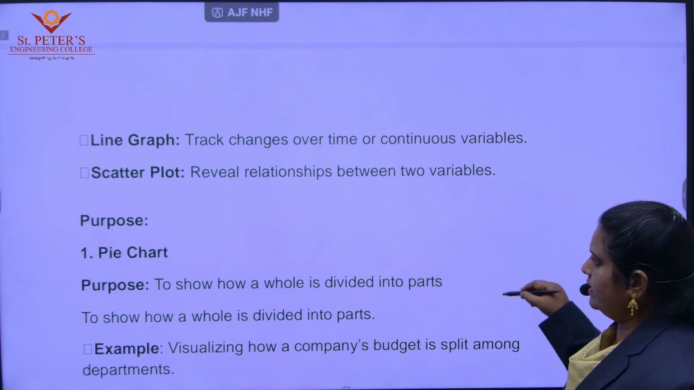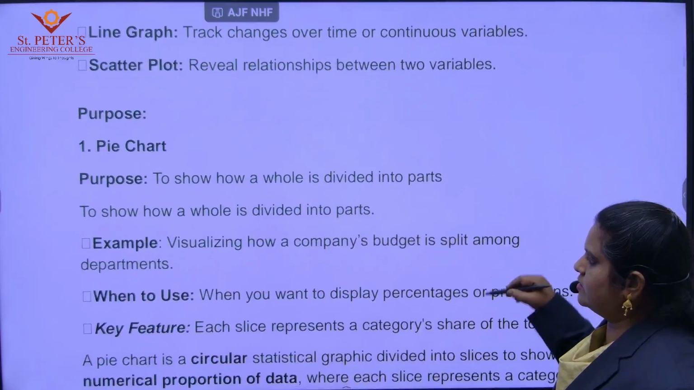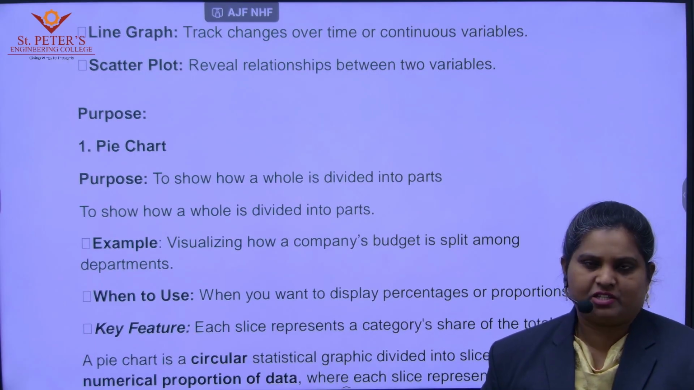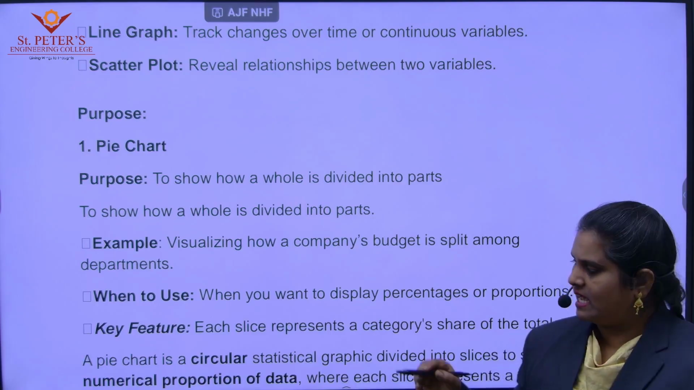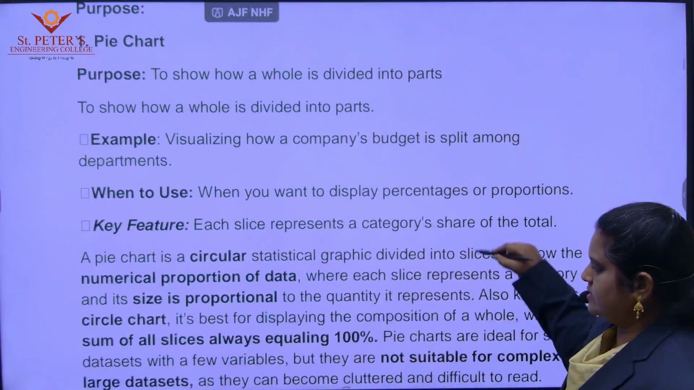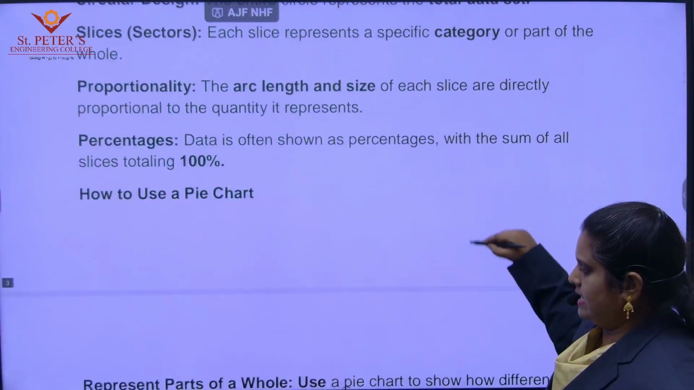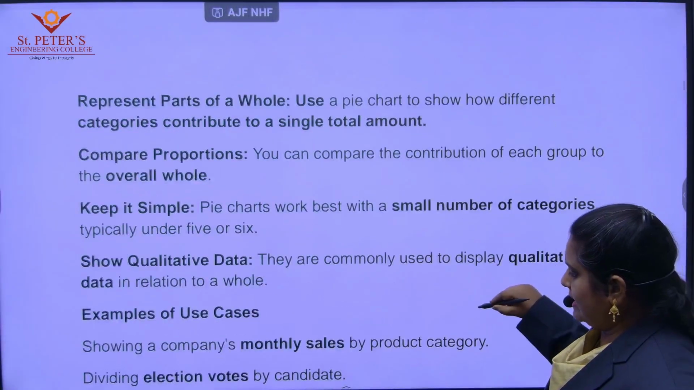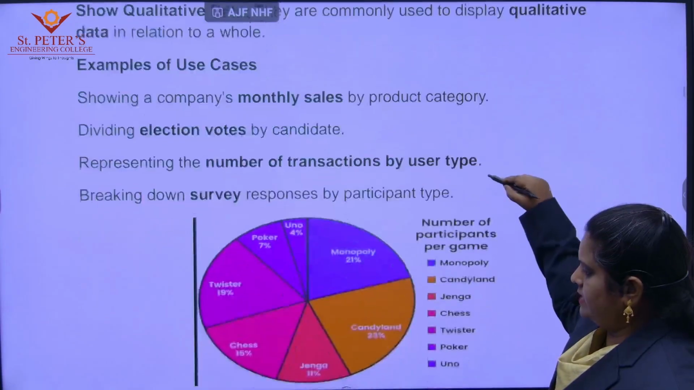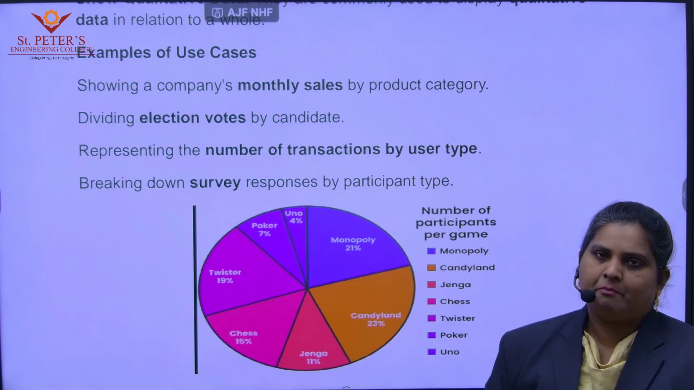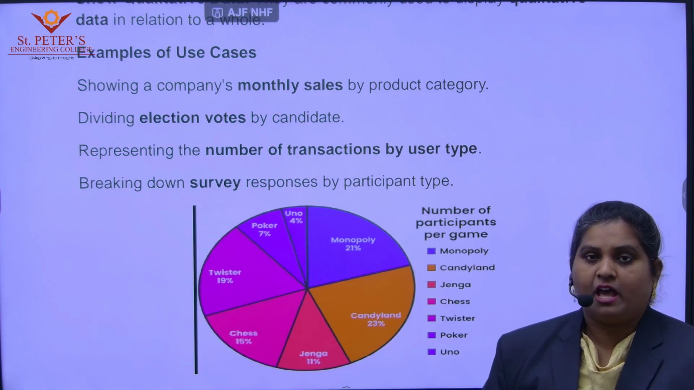Now our first chart is called a pie chart. This pie chart is the first one they have given here. How will the pie chart look? I'll show the diagram of the pie chart. A pie chart will be in a round shape.